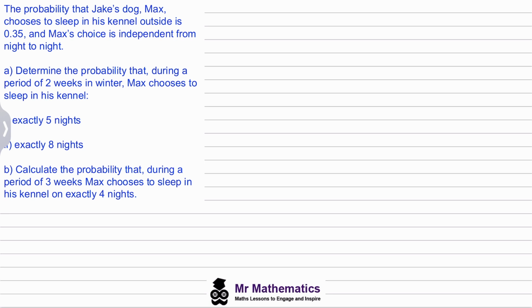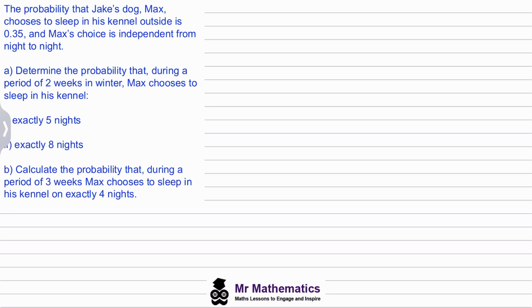So in this question, we're told that the probability that Jake's dog Max chooses to sleep in his kennel outside is 0.35, and Max's choice is independent from night to night. Part A, we've been asked to determine the probability that during a period of 2 weeks in winter, Max chooses to sleep in his kennel. For part 1, exactly 5 nights, and for part 2, exactly 8 nights. And then for part B, the period has changed to 3 weeks, and we want exactly 4 nights. So again, do you want to try this question yourself?